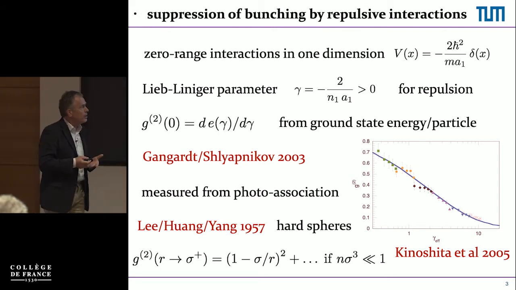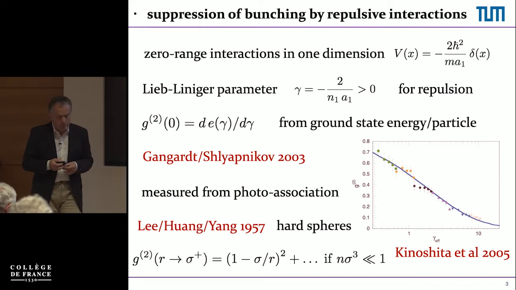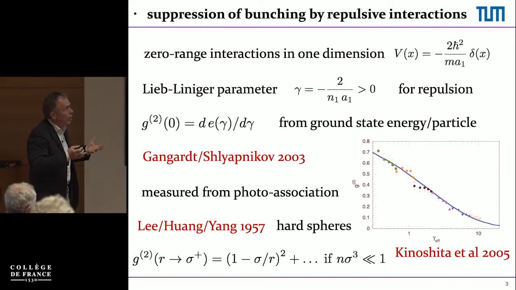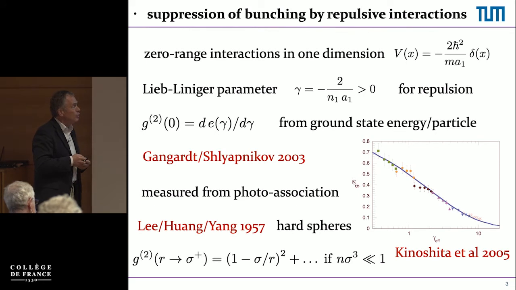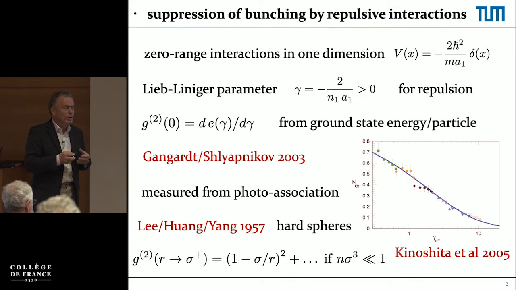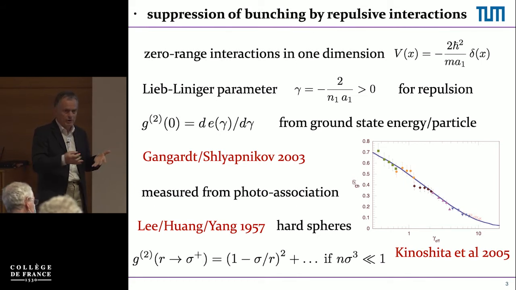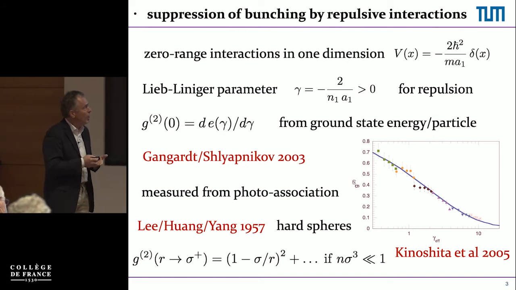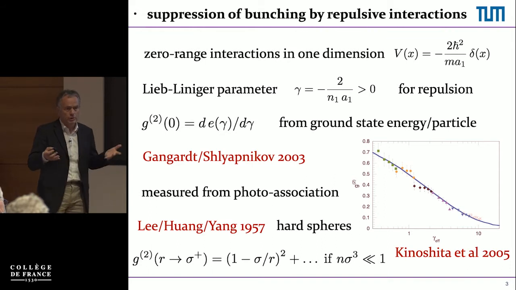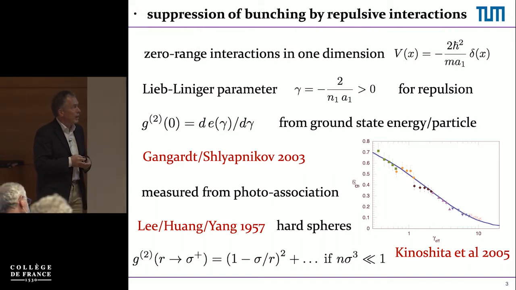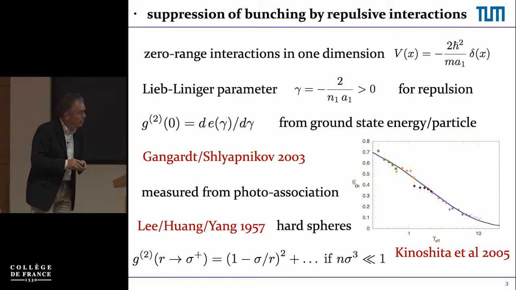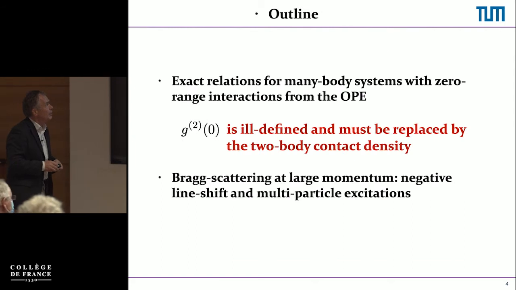And the question is, can one extend that to arbitrary kinds of interactions? And also, does that expression make sense if you apply it below sigma, below the hard sphere diameter? For hard spheres, of course not. Hard spheres cannot be closer than their diameter. But if you say this is something for a pseudo-potential, which is just a zero range potential, then it should also be fine. But you see it blows up. And so this brings me to the outline of the talk.